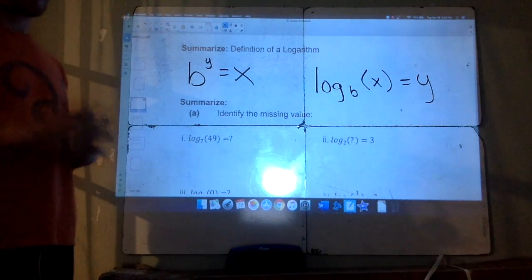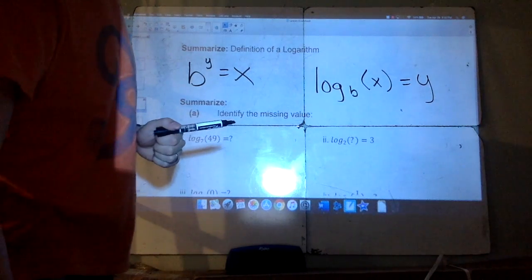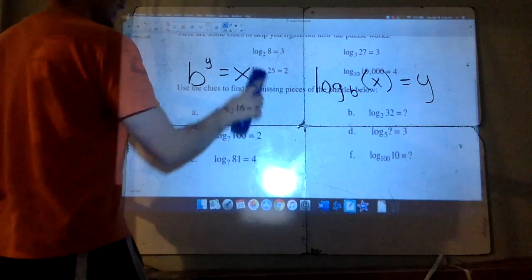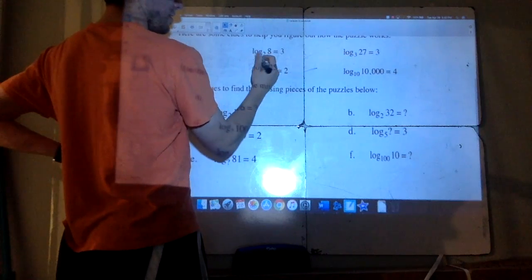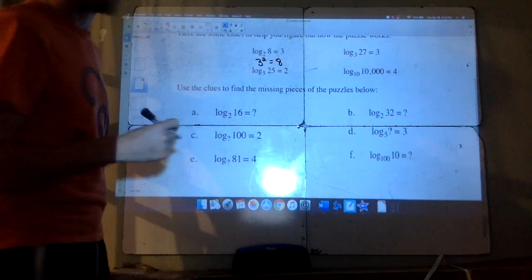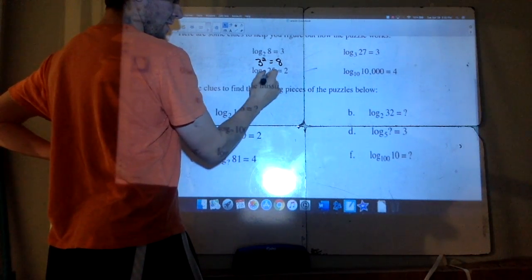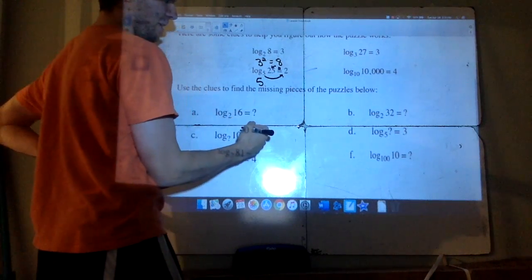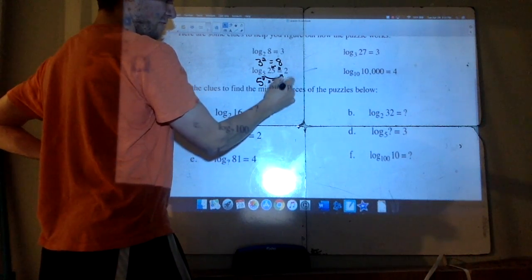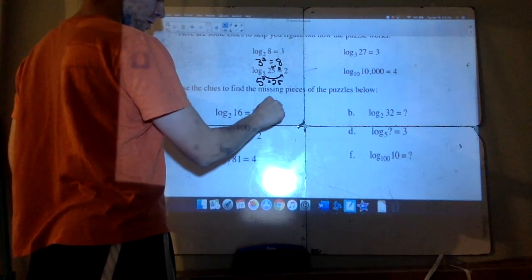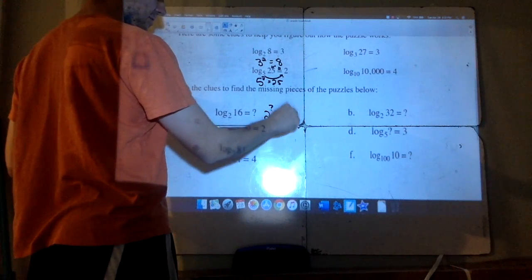This is the definition of a logarithm. So if you go back to our previous puzzle, what this is saying on the most basic standpoint is that this means 3 to the 2nd power equals 8. And 5, this to that power equals that middle number. 5 to the 2nd power equals 25. So how I got 4 here is I said 2 to what power equals 16.